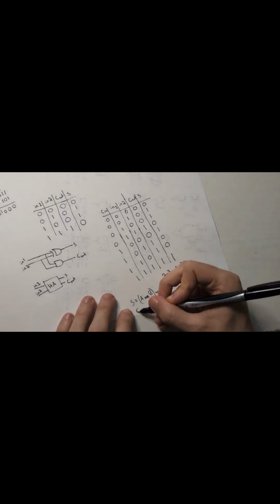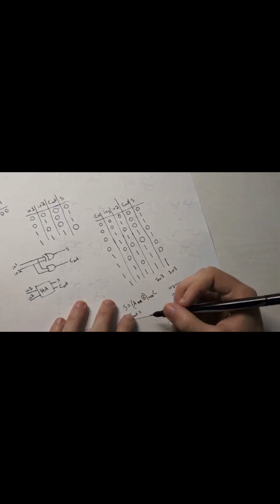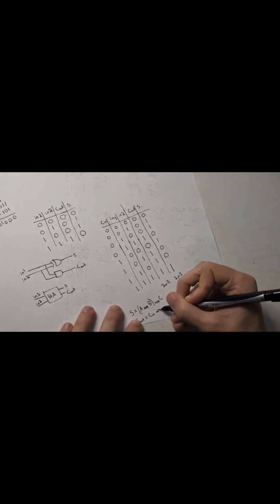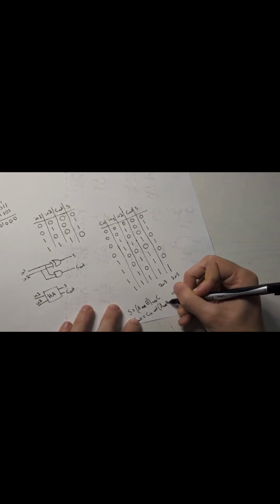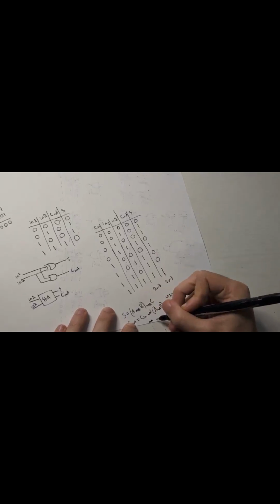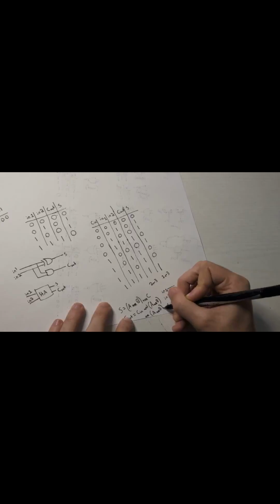And then the carry out is carry in and A XOR B, or A and B.